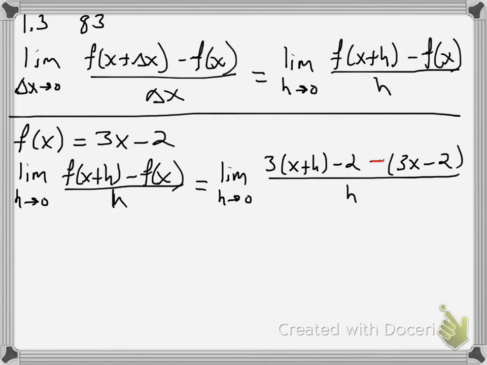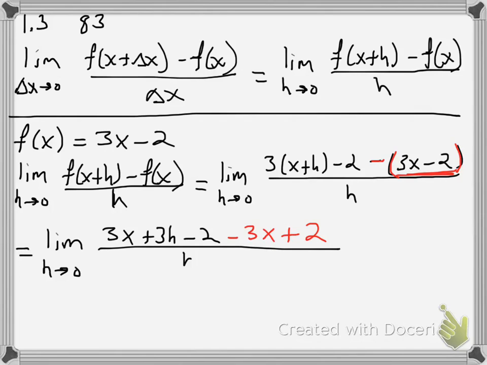Now, if I directly substitute in 0 right here, I'm going to get 0 in the denominator, and I'm also going to get 0 in the numerator. So this is indeterminate form, which means it's algebra time. We're going to have to do something. For special emphasis, this is where a lot of times mistakes are made: that minus sign applies to the 3x minus 2, so both of them. We need to distribute that. We distribute the 3 in the first part, and we also distribute that red negative to the last part. So we get 3x plus 3h minus 2 minus 3x plus 2, all over h.